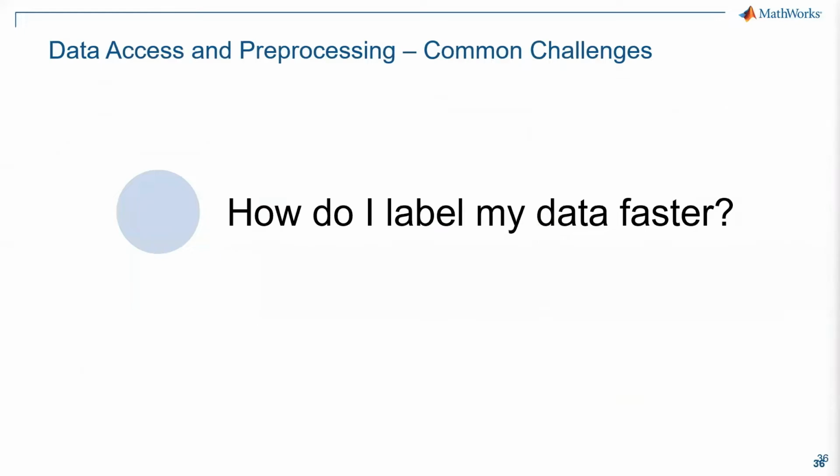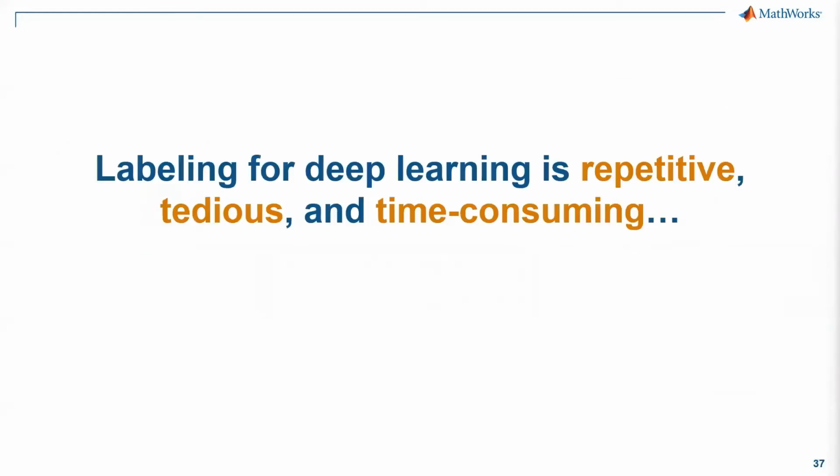So for the second question, how do I label my data faster? Labeling data is one of the most tedious and time-consuming parts of deep learning in general, because it's a lot of data. Imagine manually drawing bounding boxes around thousands of images, or having to define the classes of every single pixel in these images. And literally, I have not seen engineers saying that they love to label their data, but this is absolutely necessary. Let's see how MATLAB makes it easy to do these tasks, or at least easier.